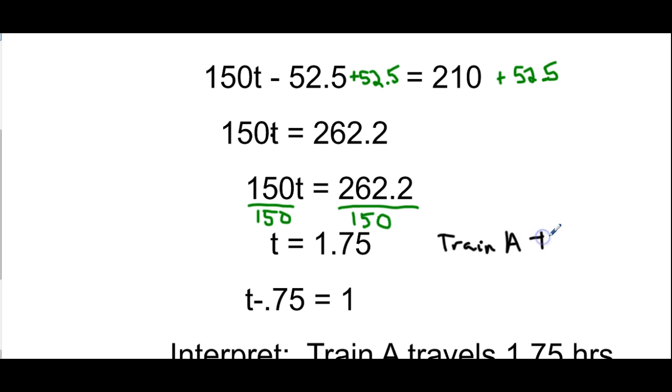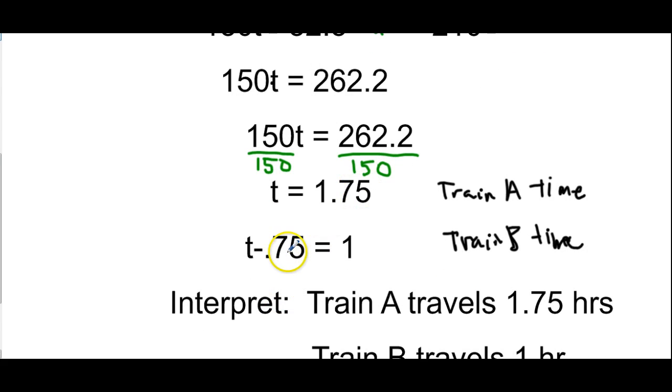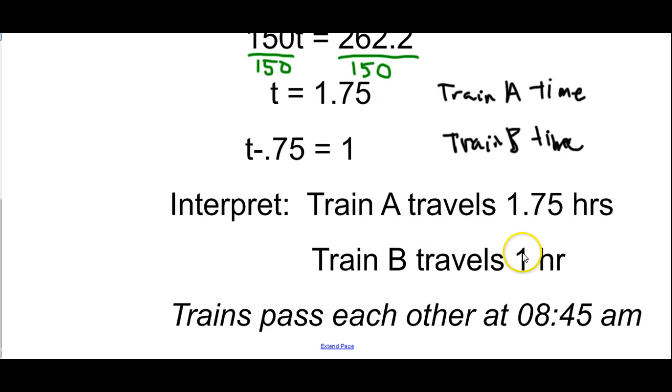Okay, train A time. And right below this would be train B time. So train A is traveling for 1 3/4 hours, and train B traveled for that value minus 0.75, or 1 hour. So the answer becomes the trains pass each other at 8:45. Train A started at 7, traveled for 1 3/4 hours, that's 8:45. Train B started at 7:45, excuse me, traveled for 1 hour and got 8:45.